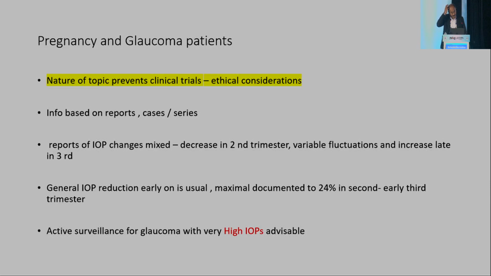Now, as far as pregnancy in glaucoma patients is concerned, this is a topic that prevents clinical trials because of ethical considerations.